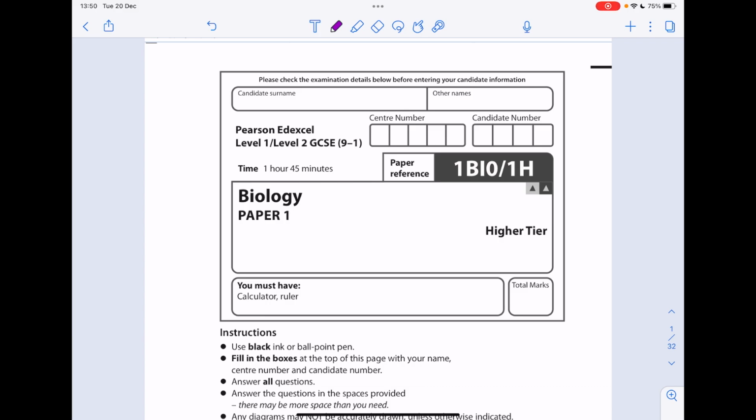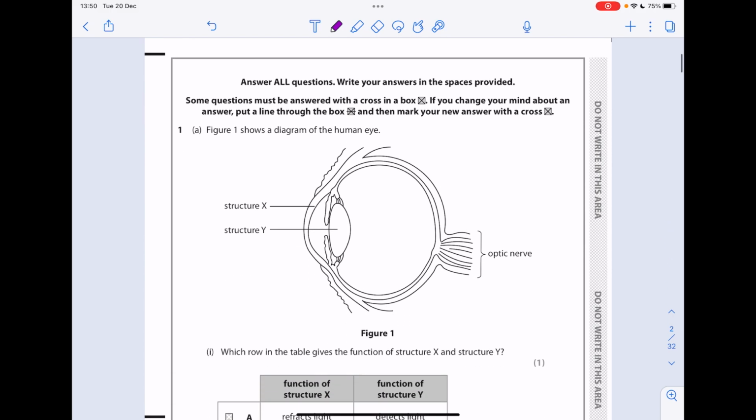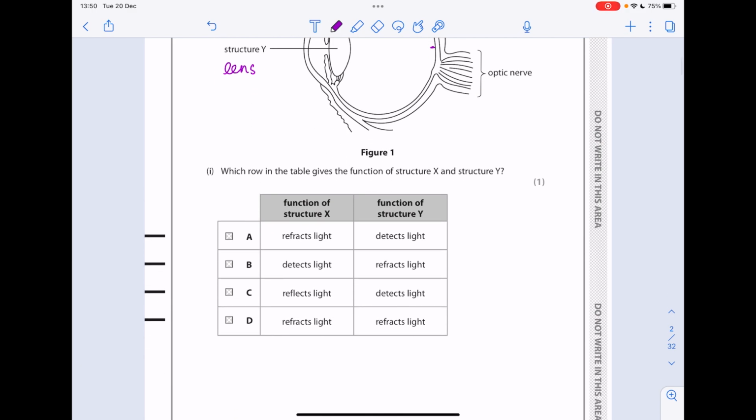Answering an Edexcel GCSE Biology Paper 1 higher tier from June 21. Figure 1 shows the diagram of a human eye, which row in the table gives the function of structure X and structure Y. So structure X is the cornea, structure Y is the lens. What do they both do? They both refract light so that it arrives here on the retina. So the answer here is D.